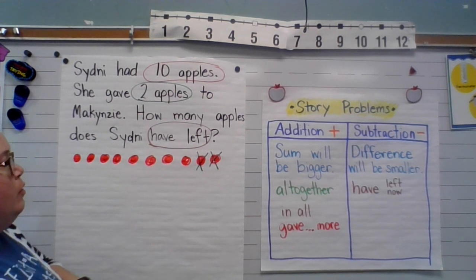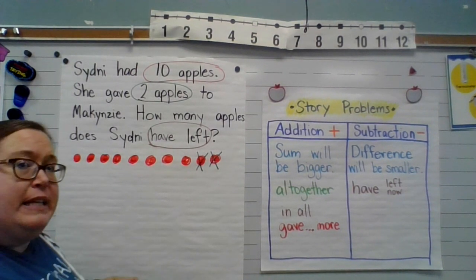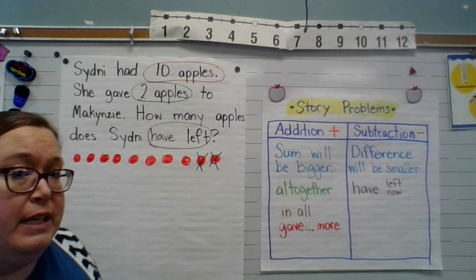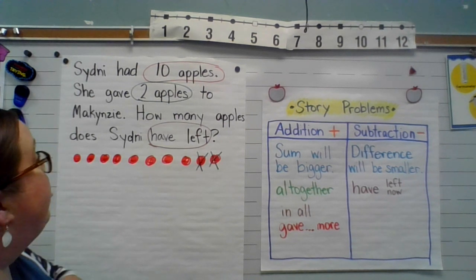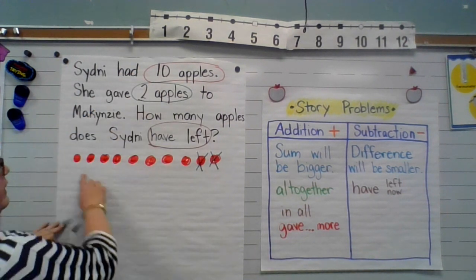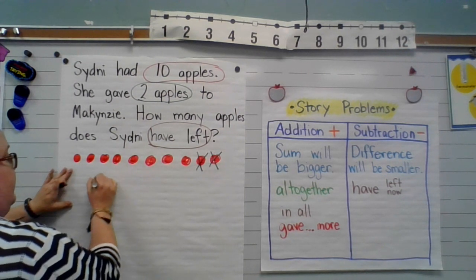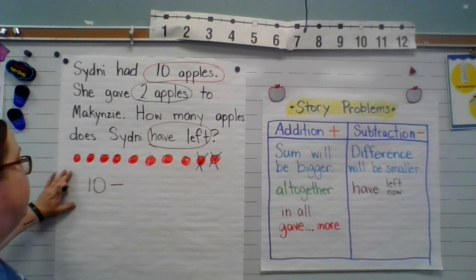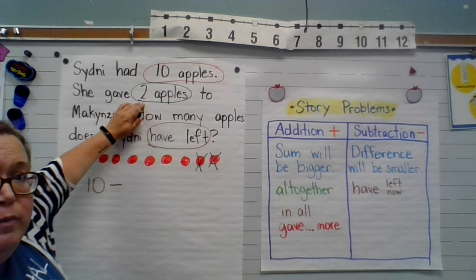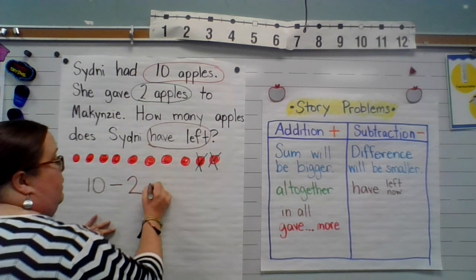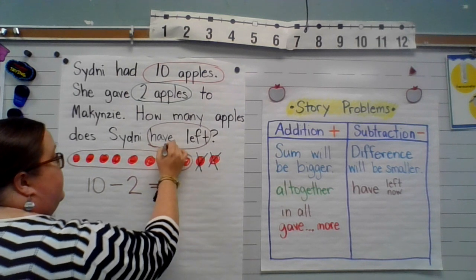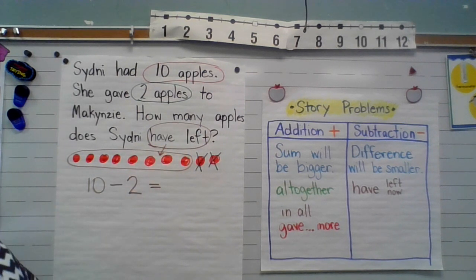All right. Now, we are going to figure this out in just a minute, because right now would be a perfect time for us to write our number sentence, because we need to make sure that we remember to do that. Sydney had 10 apples. There's 10 apples right there. We'll start with the 10, because when we are subtracting, we always start with the bigger number. Subtracting, we're taking away, minus. So 10 minus, how many did she give away? 2. And that equals whatever she has left. This right here is what she has left, what Sydney has left. That's what she has that's hers still.